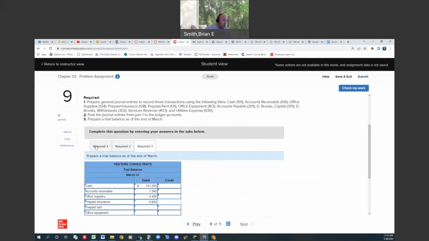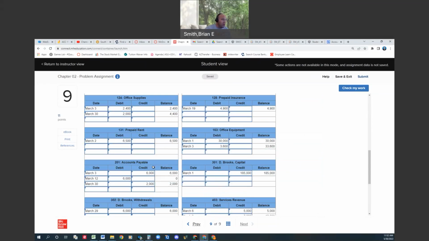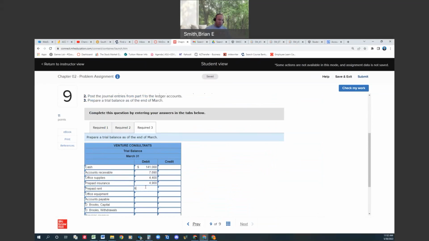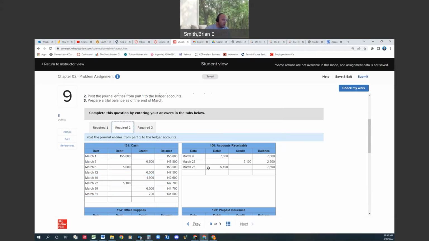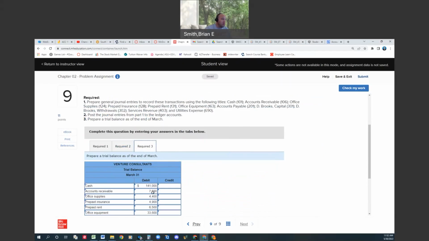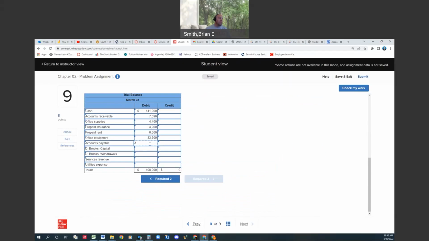Okay, let's see. Prepaid rent and office equipment. Prepaid rent is 6,500. Office equipment is 33,600. If those are wrong, it's because I just forgot and messed up the numbers probably. Okay, accounts payable balance is 2,000. Oh, whoops, my fault. See, it's accounts payable, right? Accounts payable's normal balance is a credit. So we've got to put this as a credit. That was my fault.